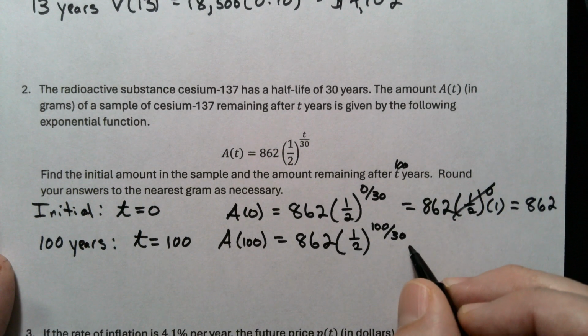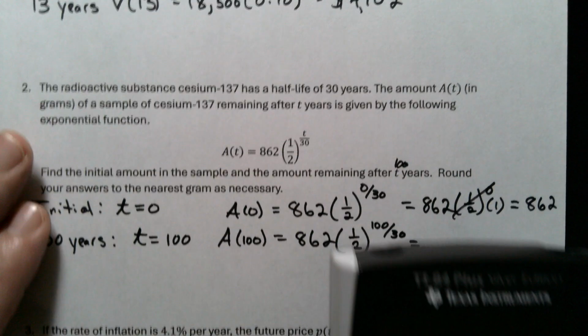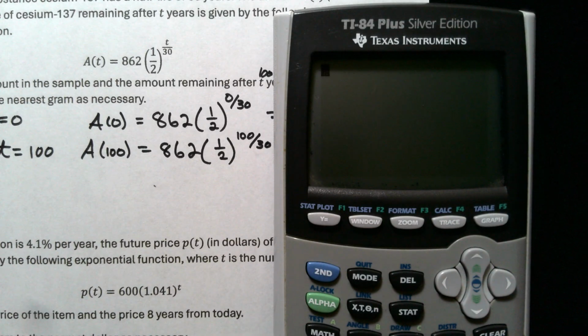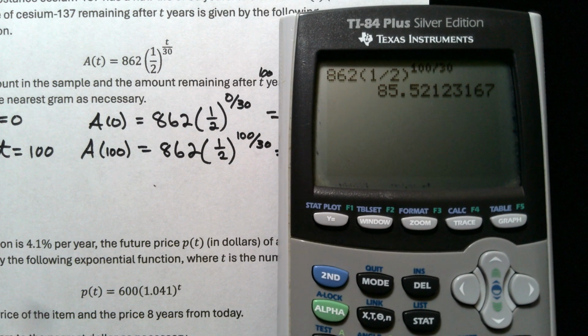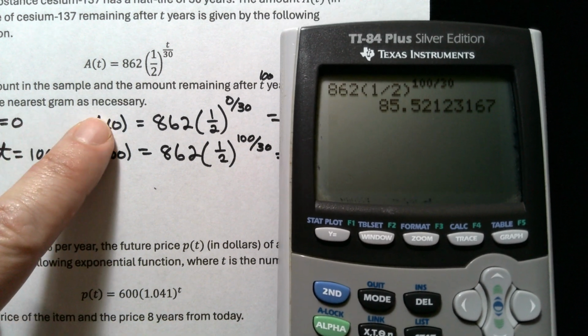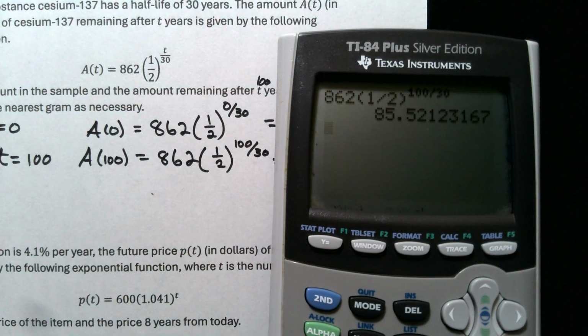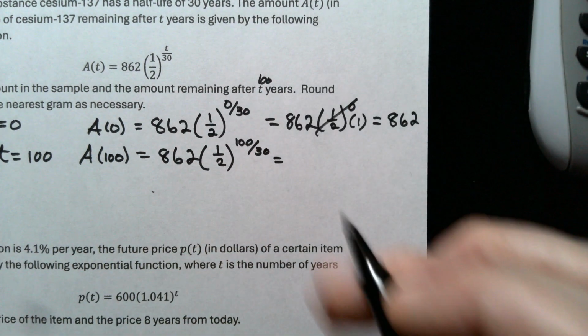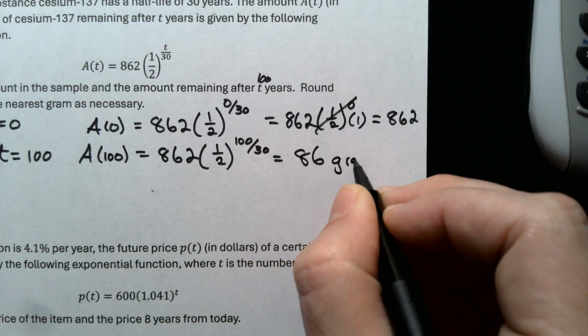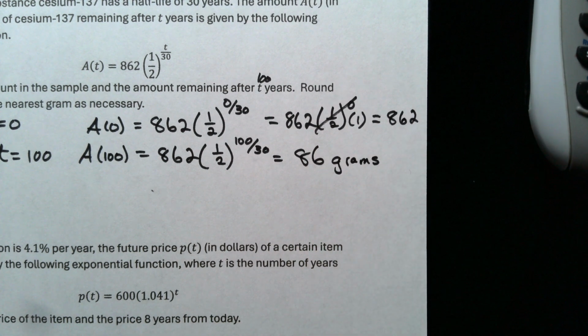Okay, for the other one, I will go to the calculator and I will type this in. So here we go. Let's see what we got here. 862 times 1/2 to the power of, and let's see, that's 100 over 30. Make sure the 100 and the 30 are both in the exponent. Okay, hit enter. And it says round to the nearest gram as necessary. This is going to round up. Okay, so that will be 86 because of the 0.5 here. So 86 grams. And this one was also grams up here, just don't have room to write it.